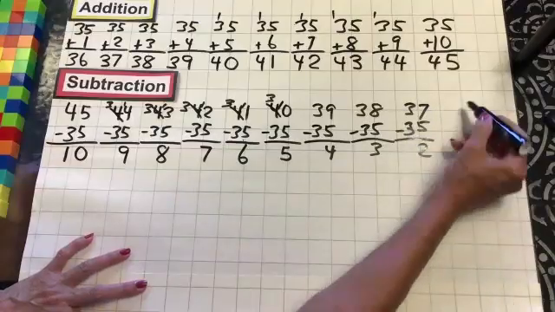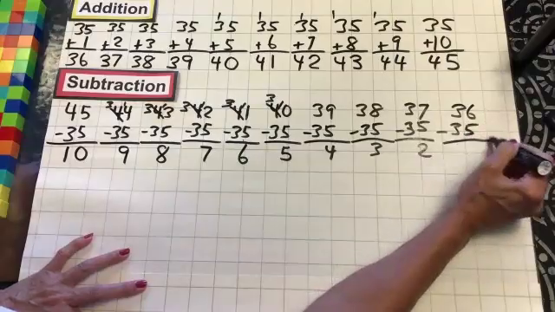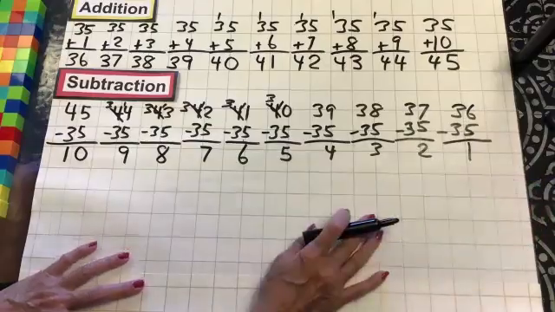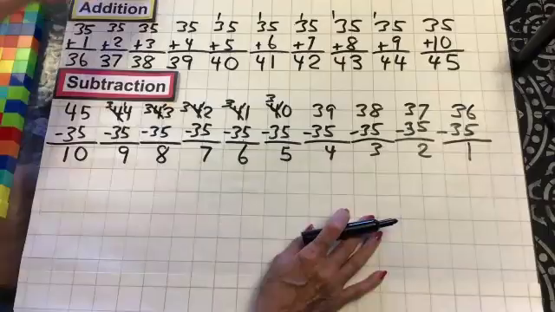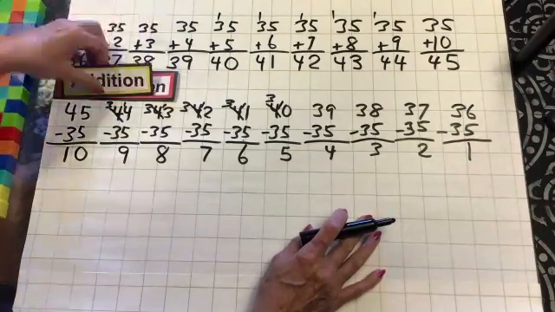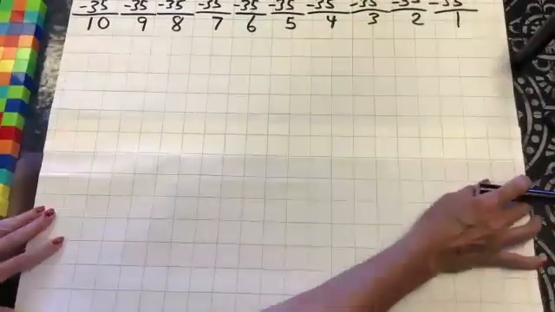3 minus 3, nothing. And then we have 36 minus 35. 6 minus 5 is 1. 3 minus 3, nothing. So there we go. Our addition and our subtraction and our multiplication we did first. Boom. We are done with our factors. Here we go. Let's move on to our measurement.